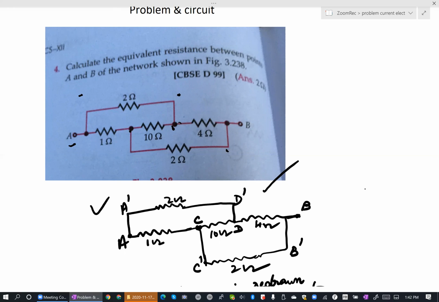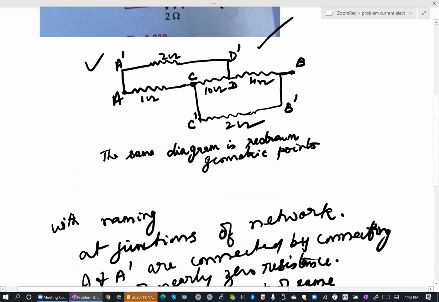A and A dashed are equipotential points. C and C dashed are equipotential points. And B and B dashed are equipotential points. If they are equipotential points, then you can write A and adjacent to it A dash without any intervention of any resistance. Similarly, D and D dash. Similarly, C and C dash. And similarly, B and B dash. That's what I'm going to do here.